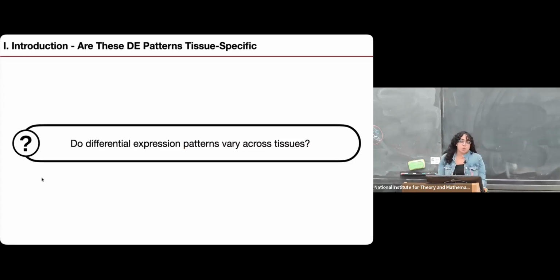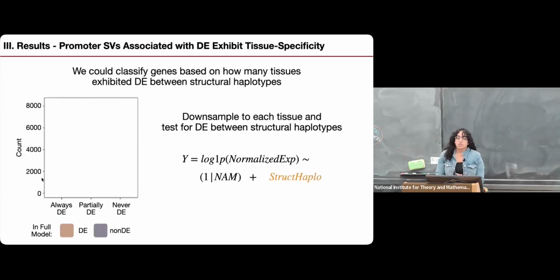We then wanted to explore whether this differential expression was consistent across our tested tissues or if it was specifically occurring within a subset of tissues. To do this, we took a tissue-by-tissue approach, where we basically just tested whether a candidate gene was differentially expressed between structural haplotypes within that tissue. And then we could classify genes based on how many tissues we observed differential expression within.